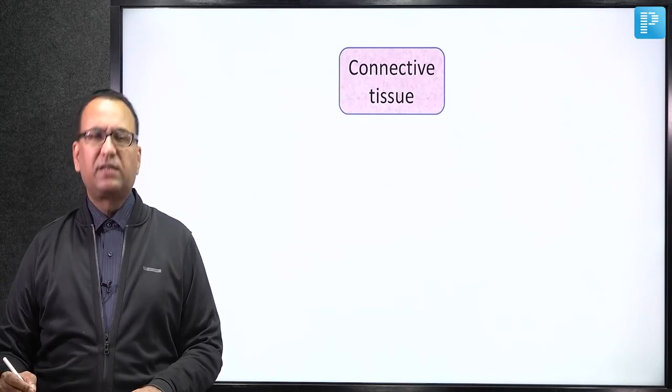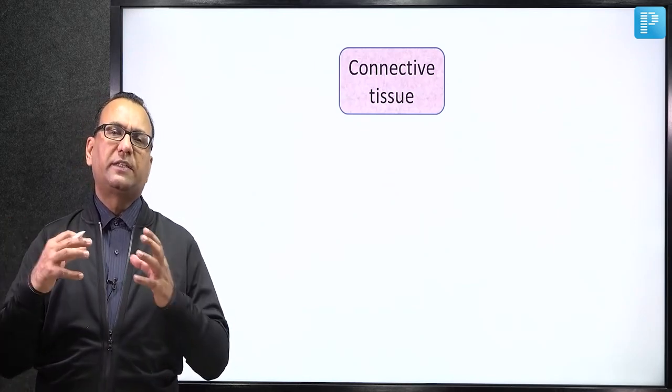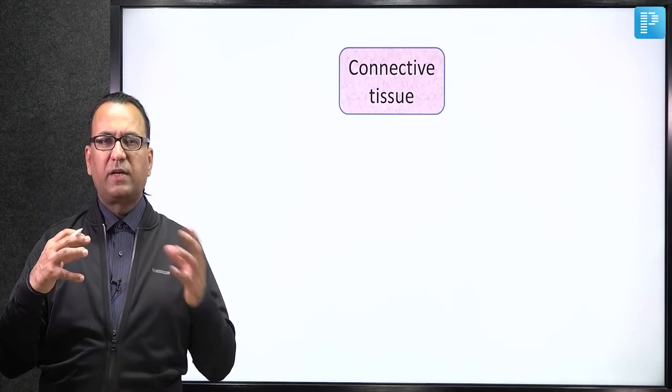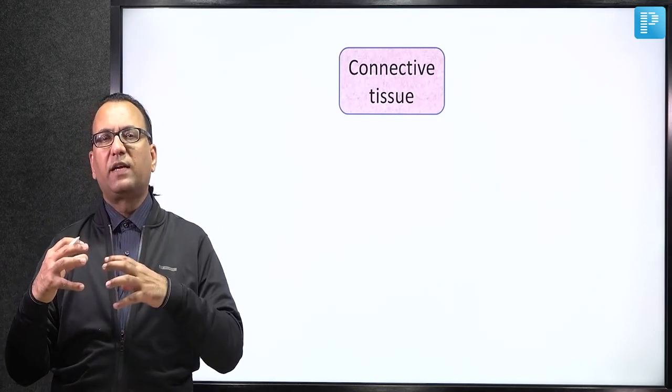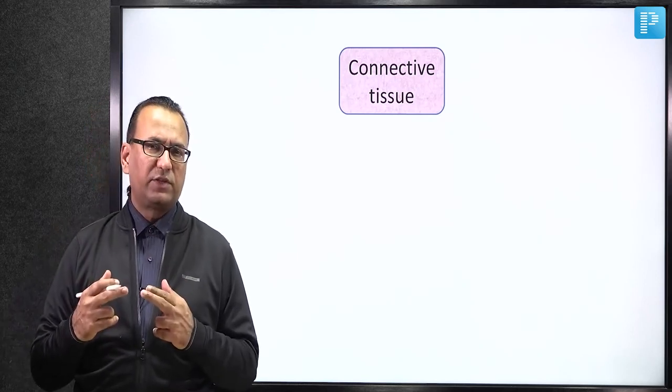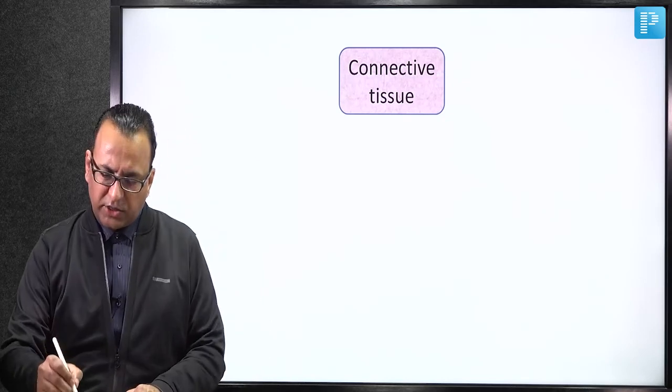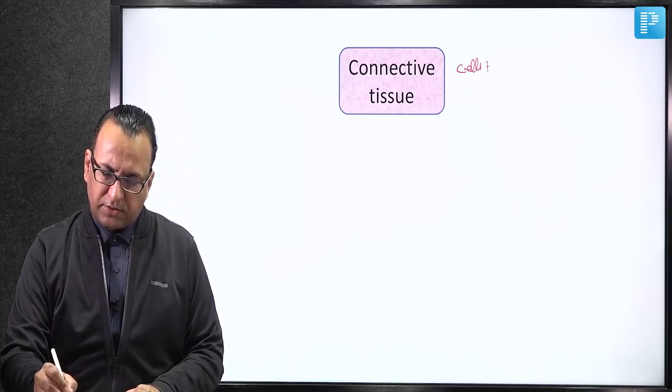Connective tissue is suggesting it is connecting in nature. Like if you want to connect a muscle with the bone, there will be a tendon. In the tendon, you will have the connective tissue. The bone itself is a connective tissue. Cartilage also has connective tissue. When you look at the basic architecture, connective tissue will have some cells and some fibers.